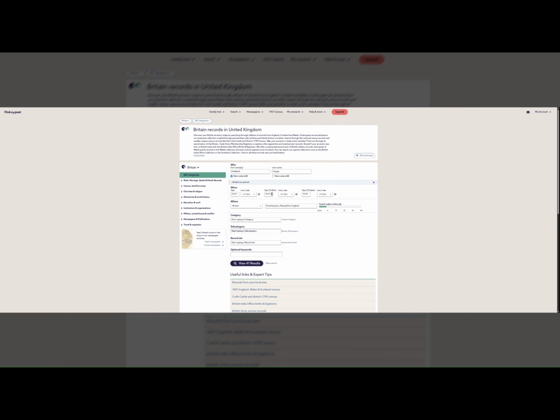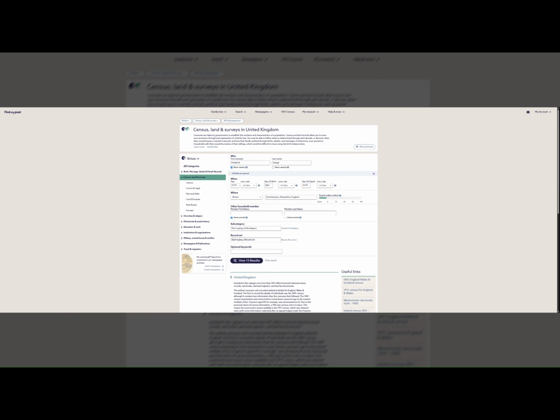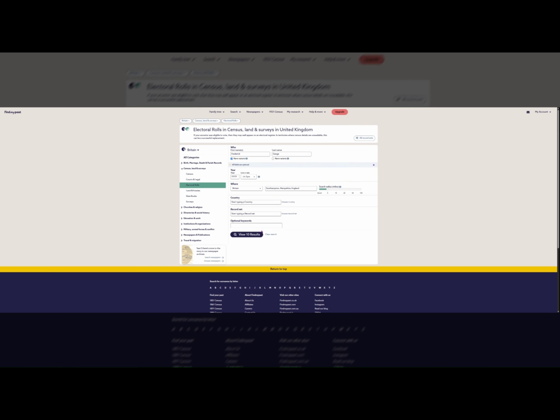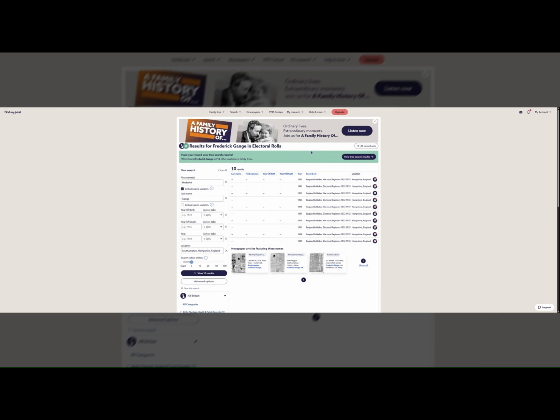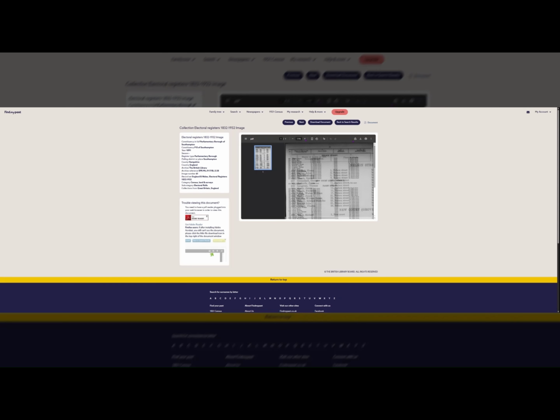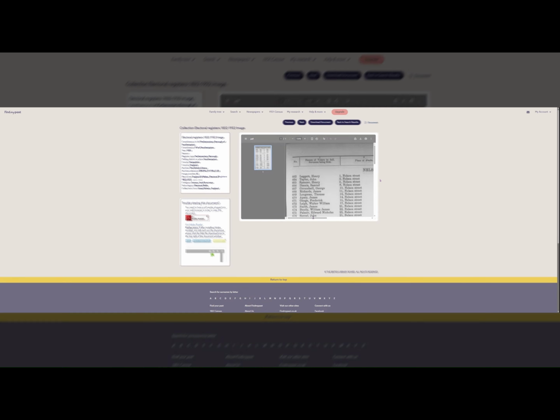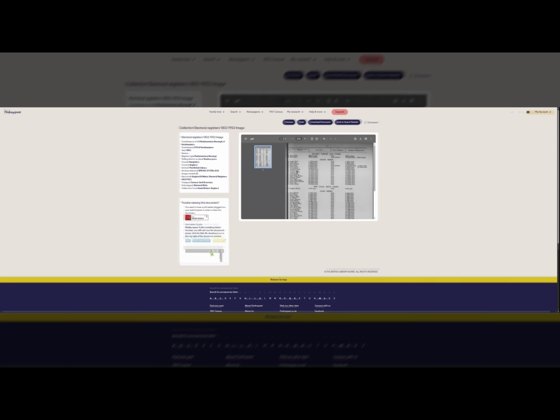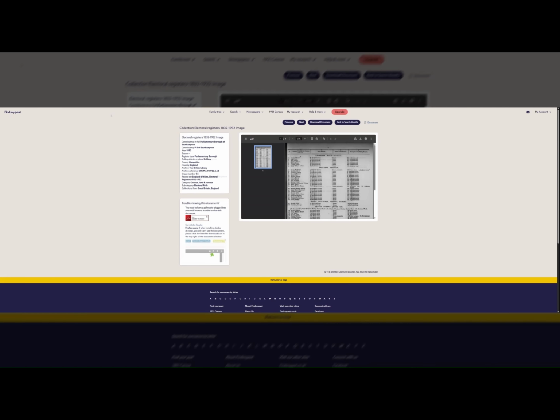Something else you can have access to with Find My Past is the electoral register. So we're going to search for anything for Frederick Joseph Gange Sr. here and see what comes up. And there does seem to be quite a few results here. So we can go through them year by year and see when the family were at certain addresses and what times. It's a very interesting resource to look at. If you want to do a timeline of where they lived throughout the years, this would be a very useful resource.